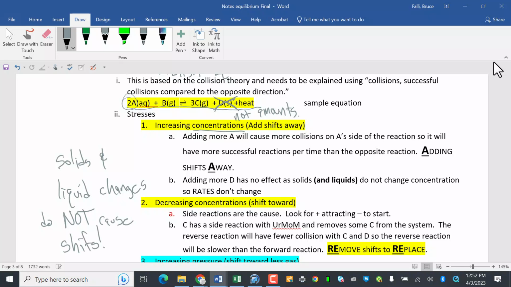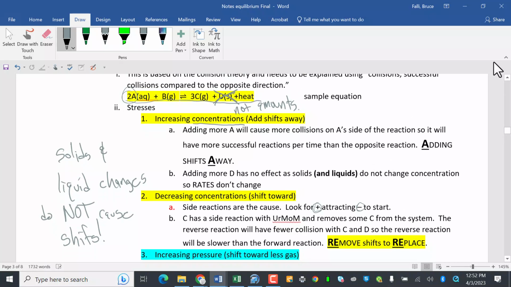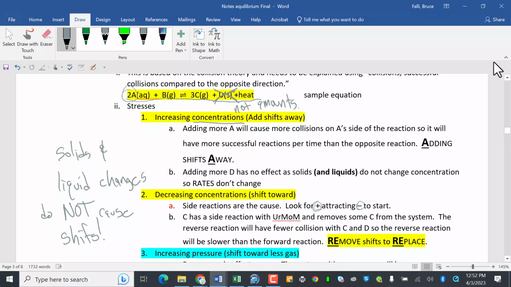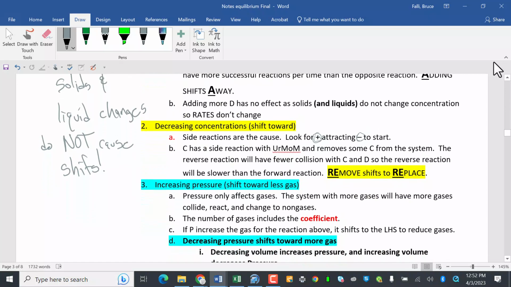All right, so decreasing concentrations shifts towards it. Side reactions are the cause. Look for a positive attracting to a negative. A lot of times these will have charges on them. C has a side reaction with another compound and removes some C from the system. The reverse reaction will have fewer collisions with C, because there's less C. So the reverse reaction will be slower, and the forward reaction shifts. Remove shifts to replace. Remove, replace, add, away.